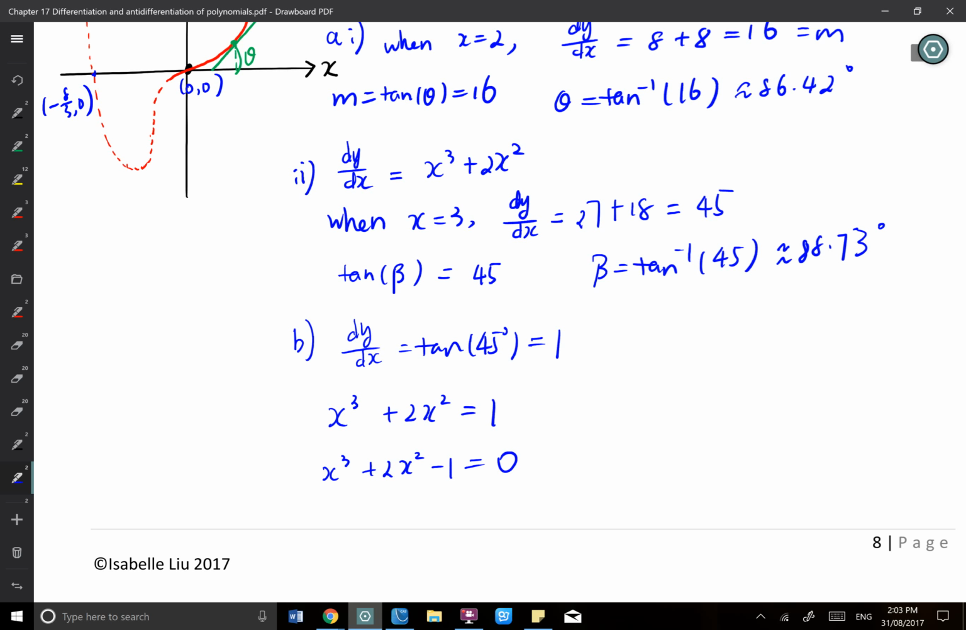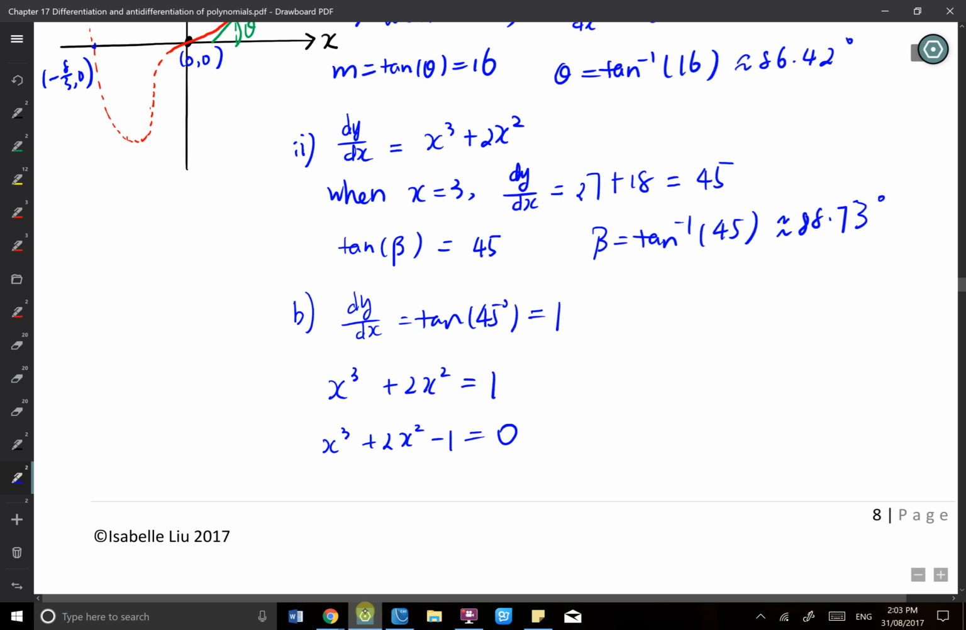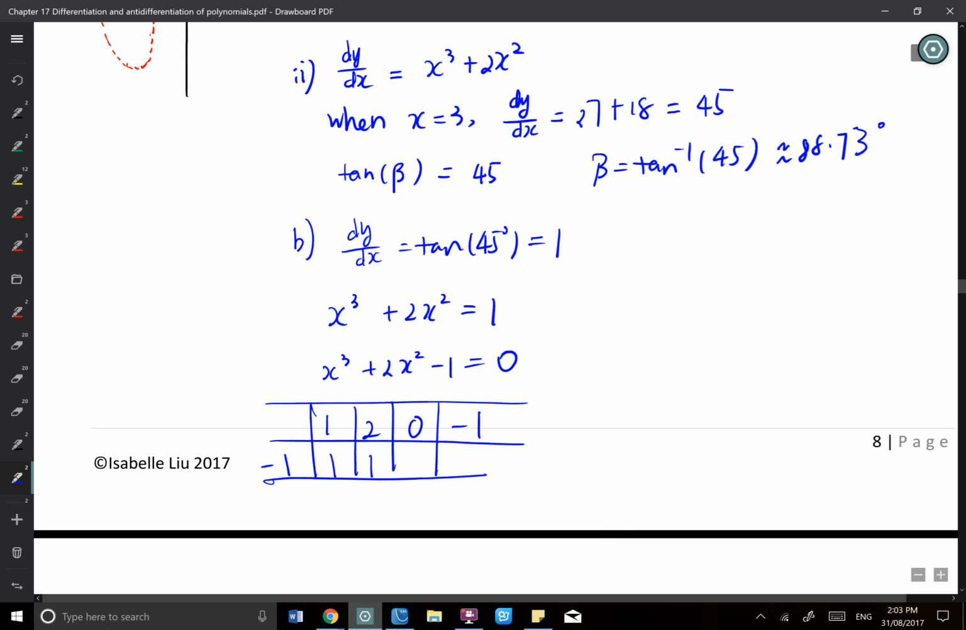How do we solve for that? Don't tell me you don't know that. How do we solve a polynomial equals 0? X should be -1. Then I will use my table. I have 1, 2, 0, -1. I will try -1. It is 1. -1 plus 2 is 1. -1 plus 0 is -1. Then -1 times -1 is 1. 1 plus -1 is 0.